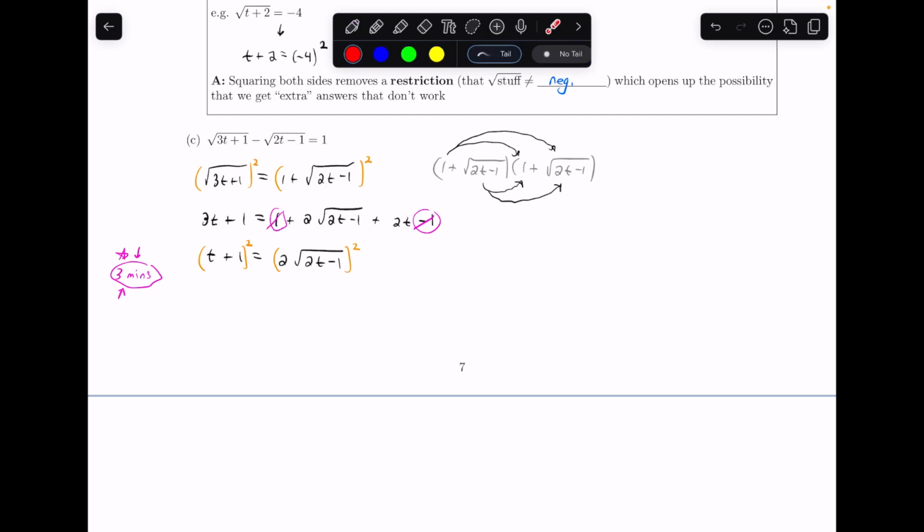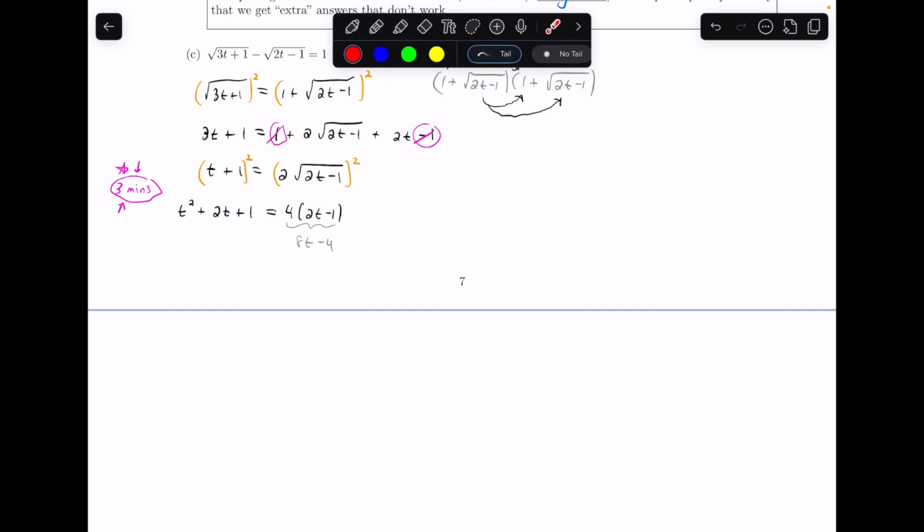Let's talk about it. So on the left, I got to do t plus 1 times another t plus 1. So I'm going to leave it to you to FOIL that out. But if you do, you'll get t squared plus 2t plus 1. On the right, remember I get to distribute this power because the terms inside are being multiplied. So I'll get 2 squared, which is 4. And then when you square this square root, it'll cancel the square root, and you'll just get 2t minus 1. And then if I distribute that 4, I'll get 8t minus 4.